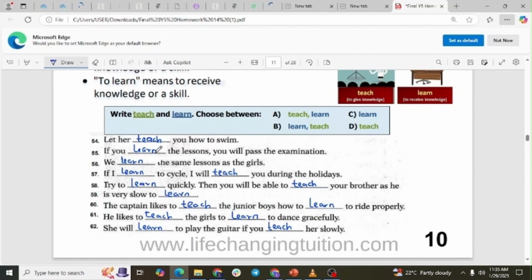Question 56. We blank the same lessons as the girls. Correct answer C. Learn. Explanation. The word learn is used correctly here as it describes the action of gaining knowledge or understanding.